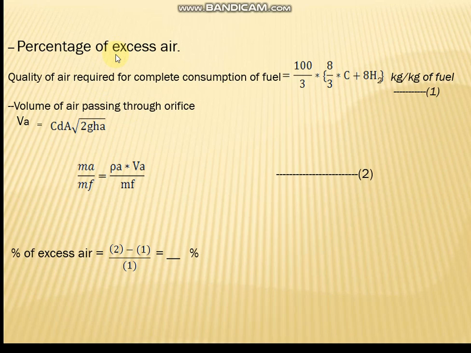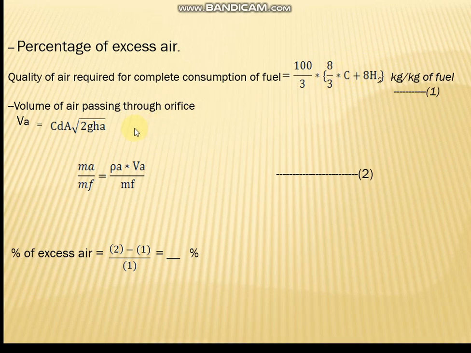Next we calculate the percentage of excess air. The minimum or theoretical mass of air required for complete combustion of the fuel, the stoichiometric air-fuel ratio, is 100/3 × (8/3 C + H2), where C and H2 are the percentages of carbon and hydrogen. This is the minimum quantity of air required for complete combustion of the fuel.